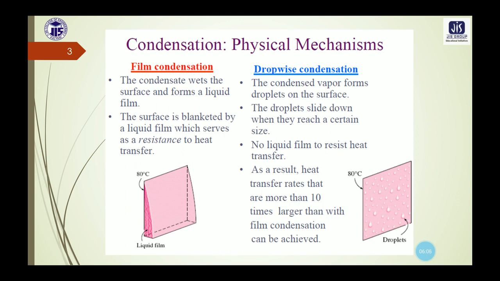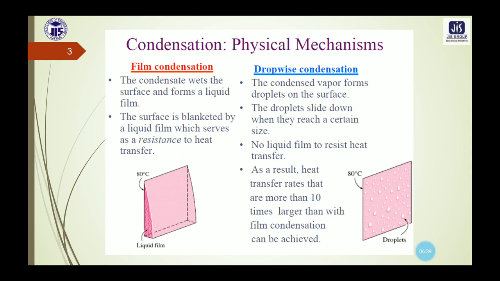In the case of film condensation, the condensate forms a liquid film, but in the case of dropwise condensation, the condensed vapor forms droplets on the surface. Now in the case of film condensation, the surface is blanketed by a liquid film which serves as a resistance to heat transfer. Due to the formation of this liquid film above the surface, there will be resistance to the heat transfer.